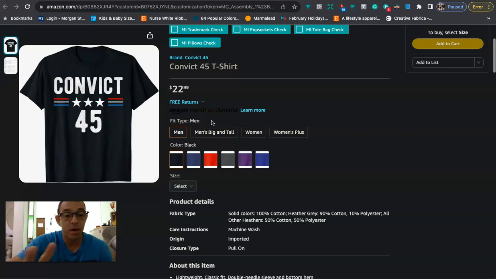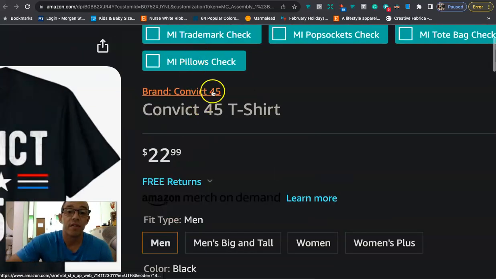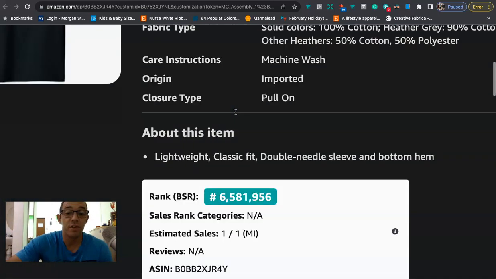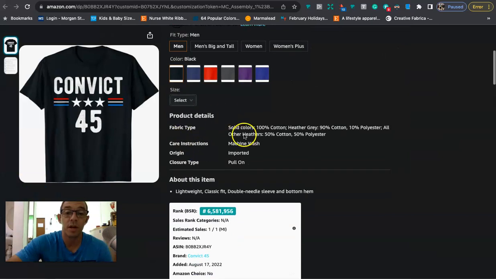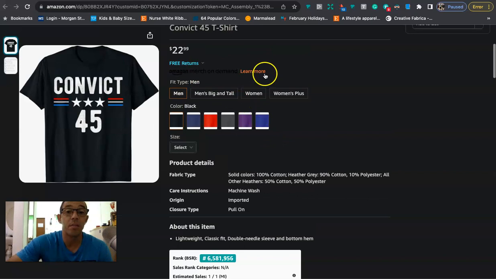I don't use Trump, I don't use MAGA, I don't use any of that stuff. I just say convict 45, and I don't even use any key or any bullet points. So right here, this is where the bullet points would go. I don't have anything. I just leave it blank. I just keep it very simple. So that is how I sell these Trump shirts without using the word Trump. Just switch it out with 45.